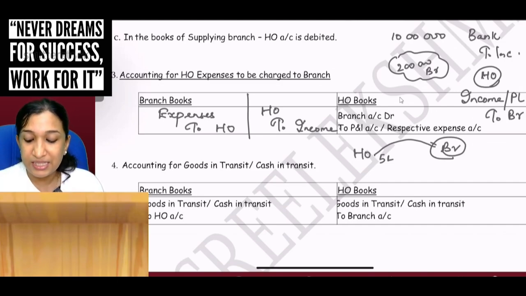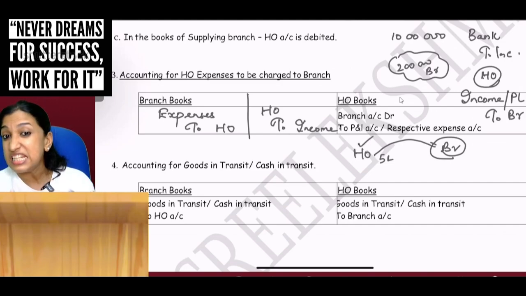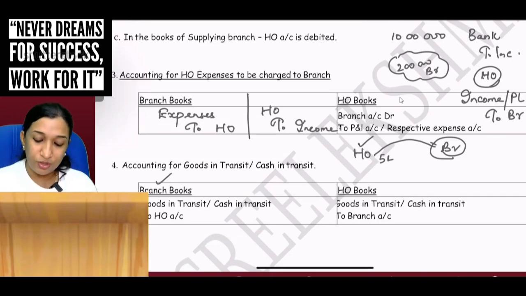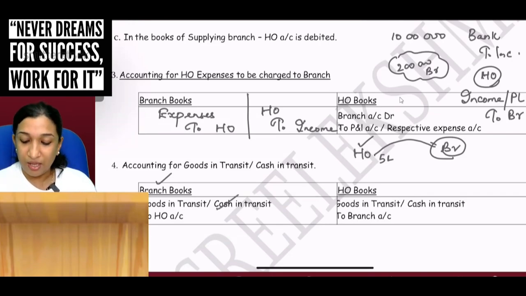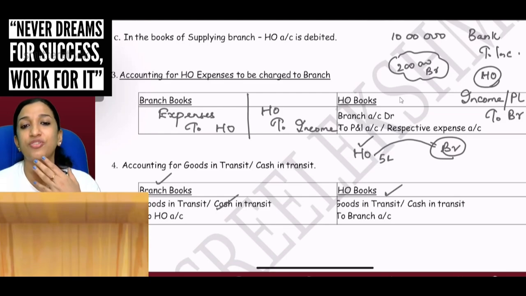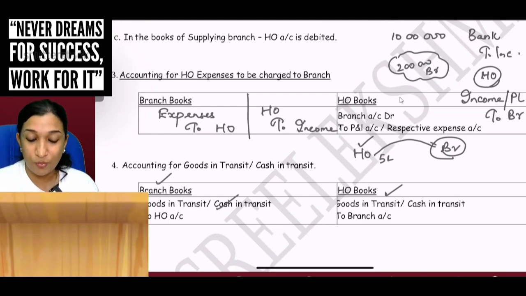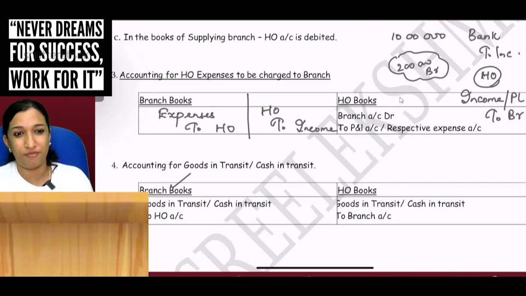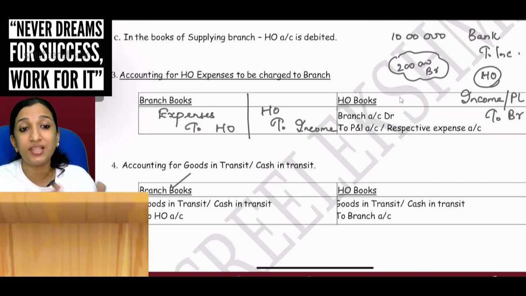So always the sender would have passed the journal entry. Only the recipient should pass the entry, goods in transit. If branch is the recipient of goods or cash, then goods in transit, cash in transit to HO. If HO is the recipient, then goods in transit or cash in transit to branch. Sometimes the question will be like this: pass journal entry in the books of branch. If branch sends the goods of 5 lakhs to head office, no need to pass a journal entry in the books of branch because branch already sent it, which means the entry would have already been passed in the books of branch. Only head office needs to pass the journal entry.